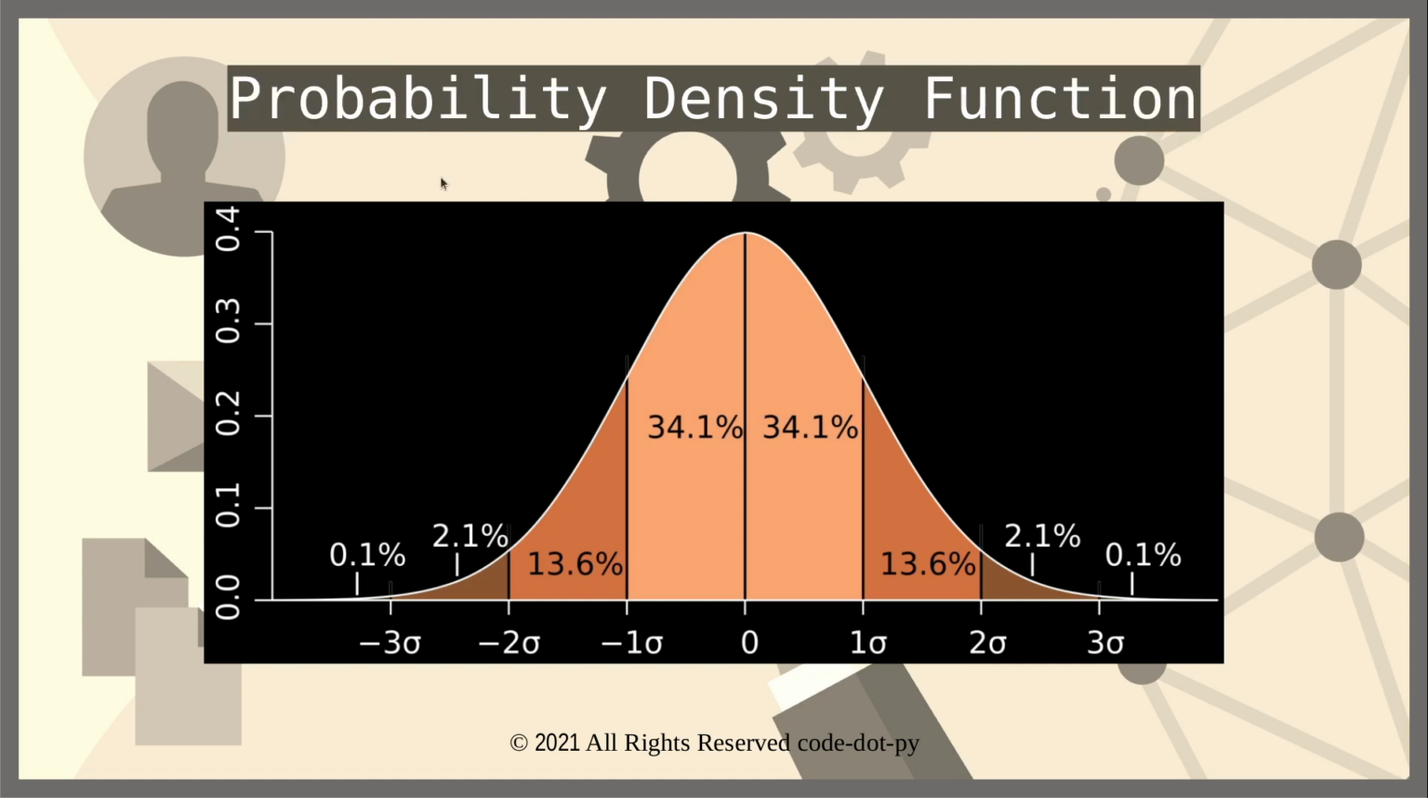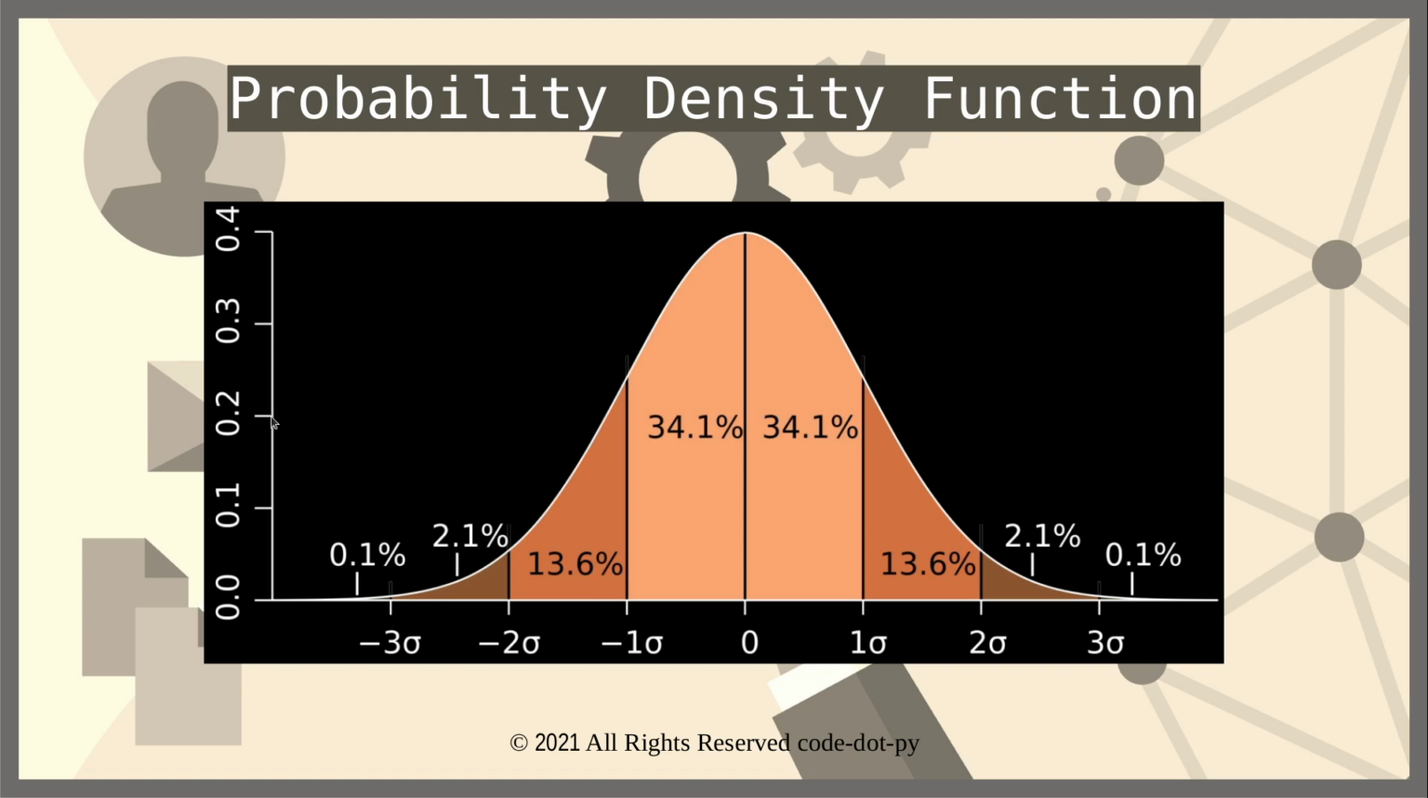Now the reason this is called a probability density function is because we are talking about the probability of a particular data point lying in a particular range. So basically the probability of a value lying between a particular range of data from the mean value is given by this probability density function.